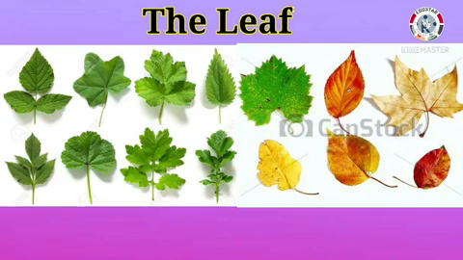The next part is the leaf. We see different types of leaves around us. They differ in shape and texture. They may be round, long, wide, narrow or even triangular in shape. Most plants have green colored leaves. However, some plants have leaves of various colors. Every plant has a particular type of leaf. A plant can be identified by its leaves.